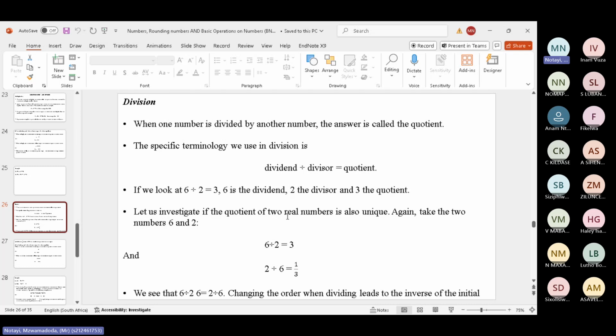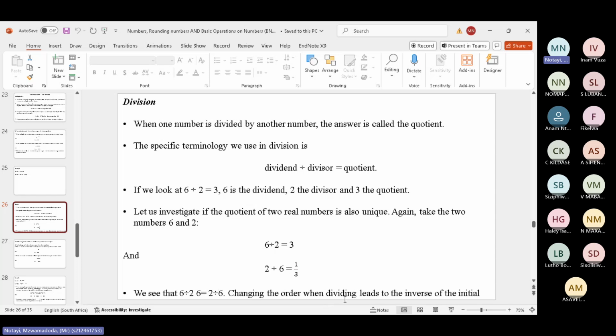So let us investigate if the quotient of two real numbers is also unique. I can take the two numbers 6 and 2. So 6 divided by 2 is equal to 3. And if you reverse the order, that means 2 divided by 6, it gives us 1 over 3. So we see that these two are not equal.